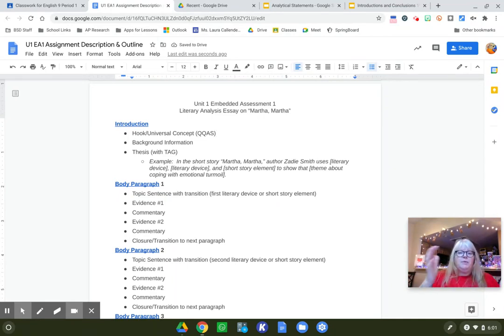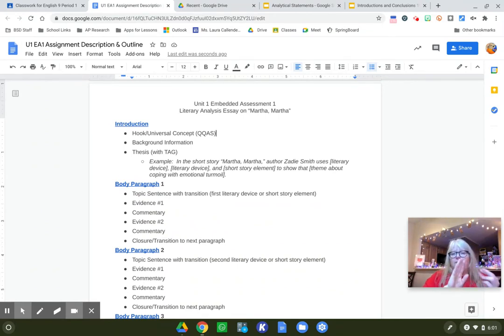conclusion. So remember, you've already written literary analysis paragraphs. You've been doing that several times as we've read different stories. So the body of the essay really is 3 analysis paragraphs. One on a different device than the next, and then the next. So a literary device that you explain in this paragraph, a new literary device you explain in the next paragraph, and then hopefully you have a third body paragraph.